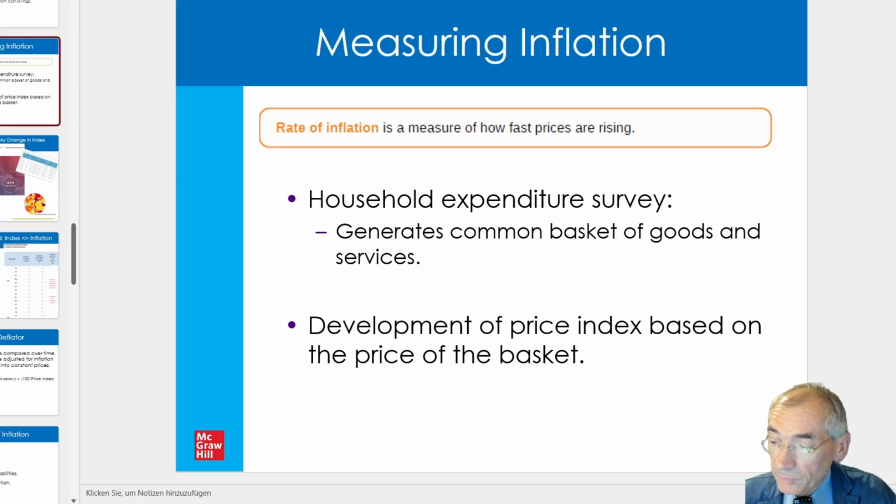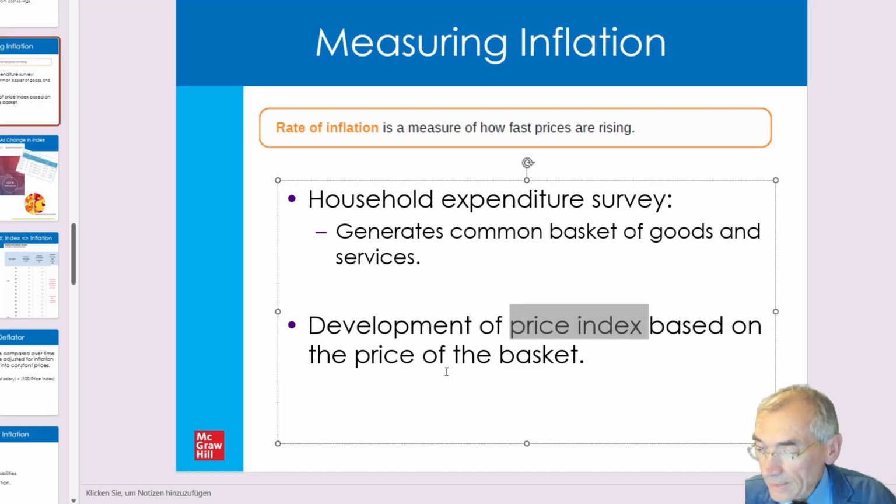On page 257, our book gives the short definition. The rate of inflation is a measure of how fast prices are rising. Okay, let's take this as a definition and ask ourselves, but how do we measure this? Here, I'd like to go towards the German numbers. For example, a household expenditure survey can be something. And the development of a price index based on the prices of the basket.